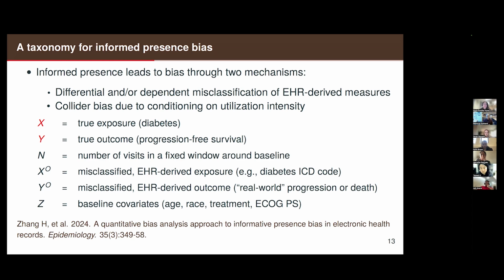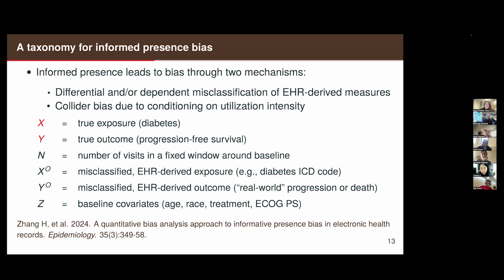We're going to observe imperfect EHR-derived proxies for them. So X-star is going to represent an EHR-derived exposure measure that represents but is not perfectly concordant with diabetes. This might be something we come up with based on a phenotyping algorithm. It could be very simple, like looking for a diabetes ICD code. Similarly, Y-star is going to be a misclassified proxy for our outcome of interest.